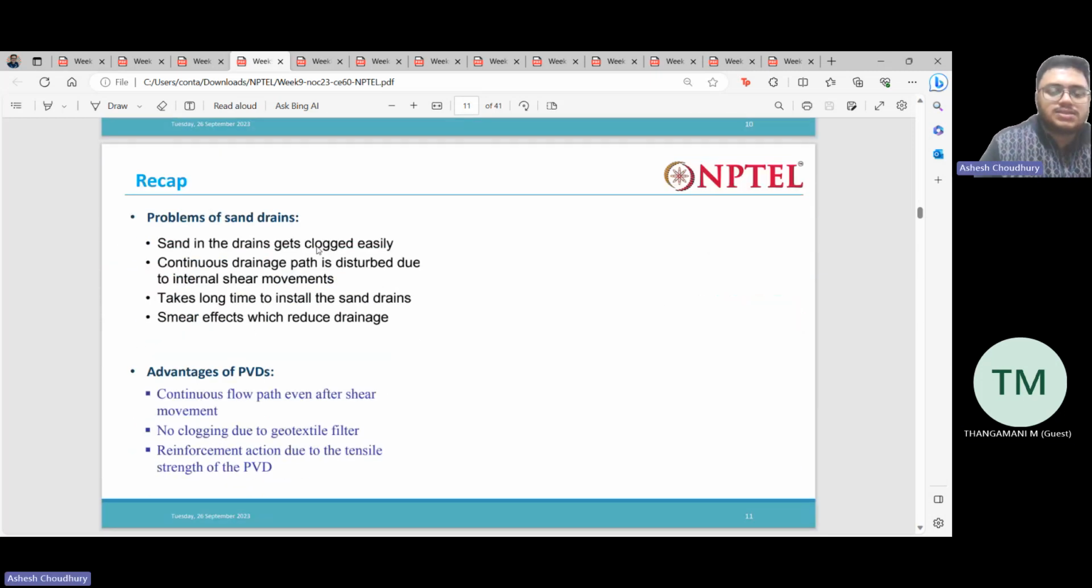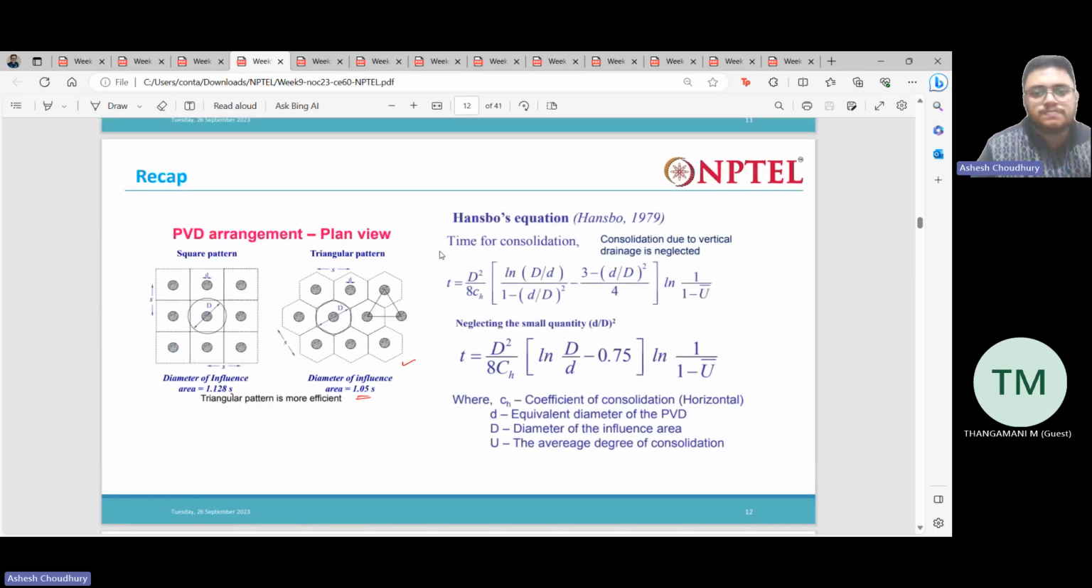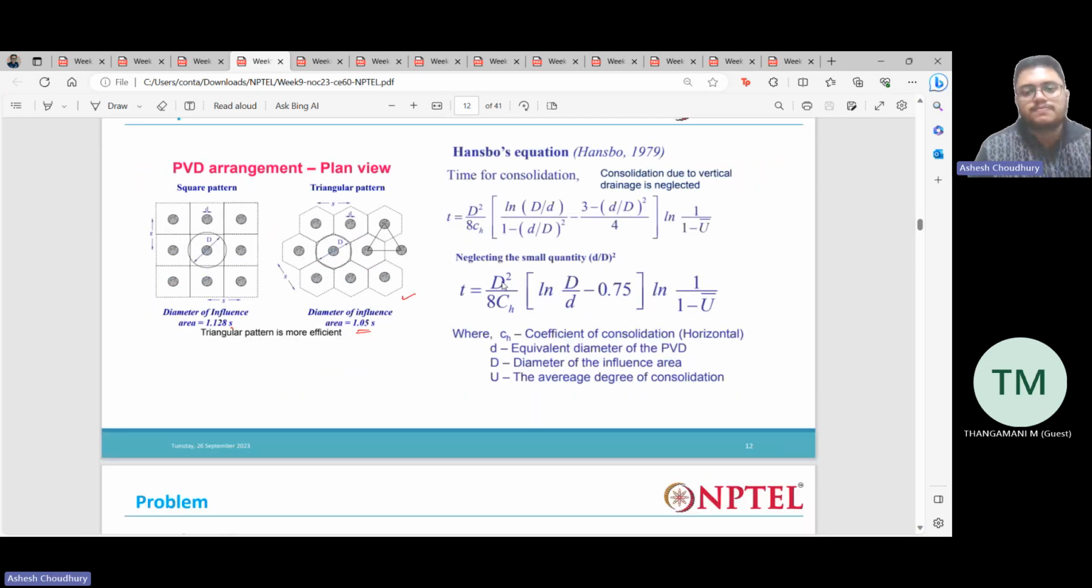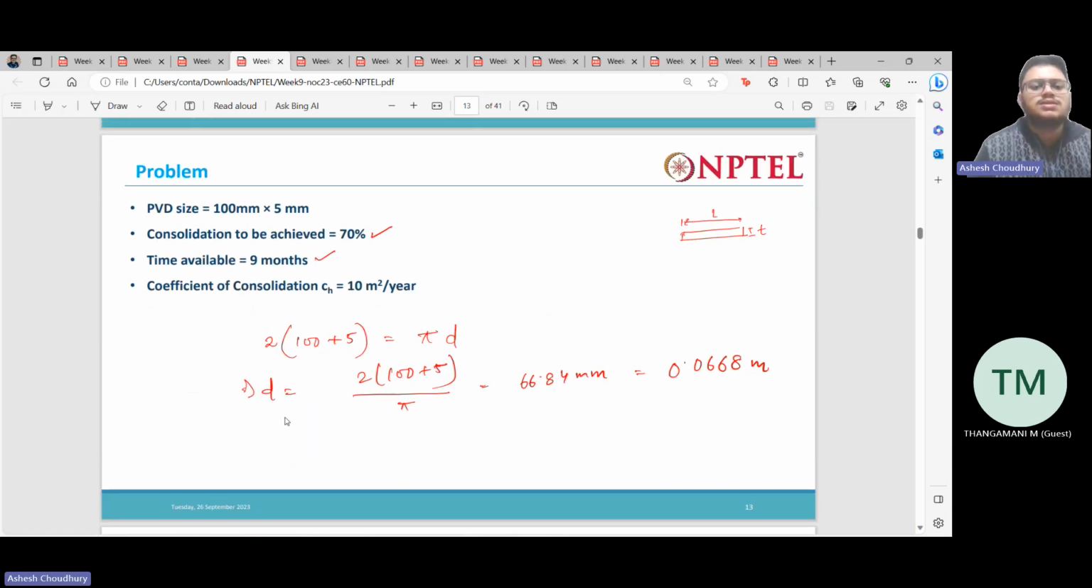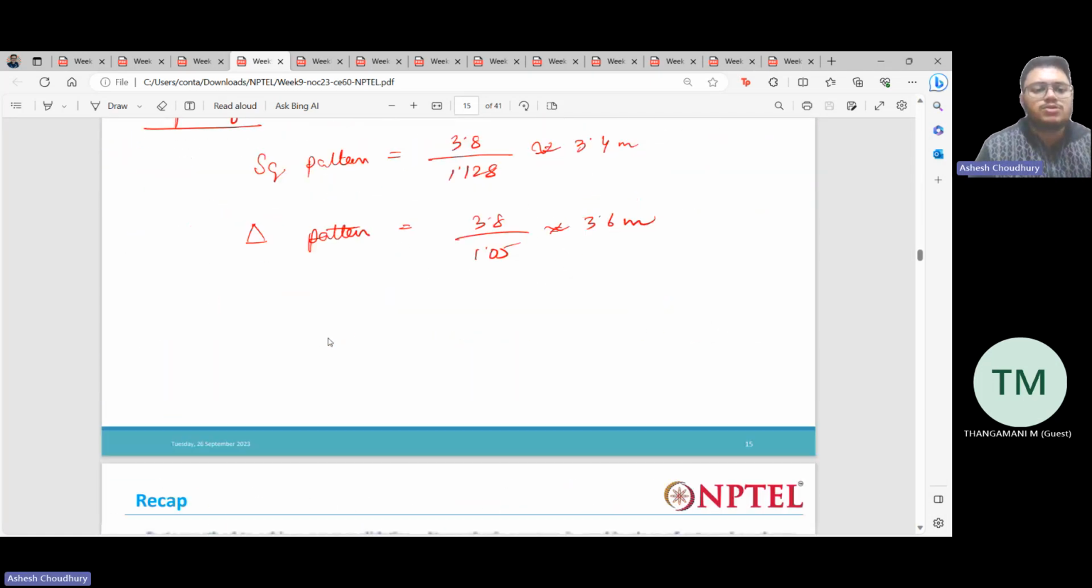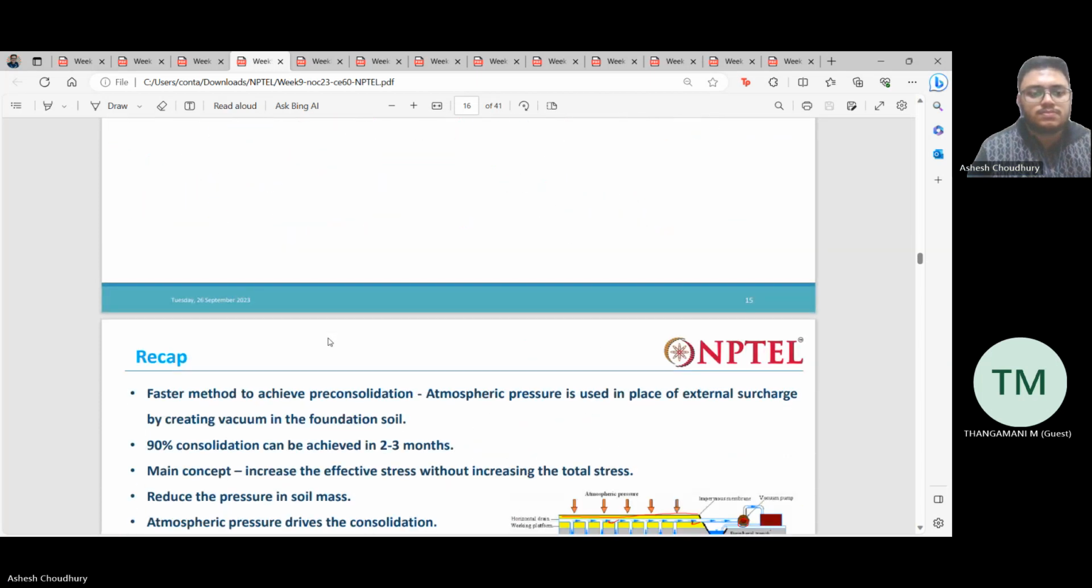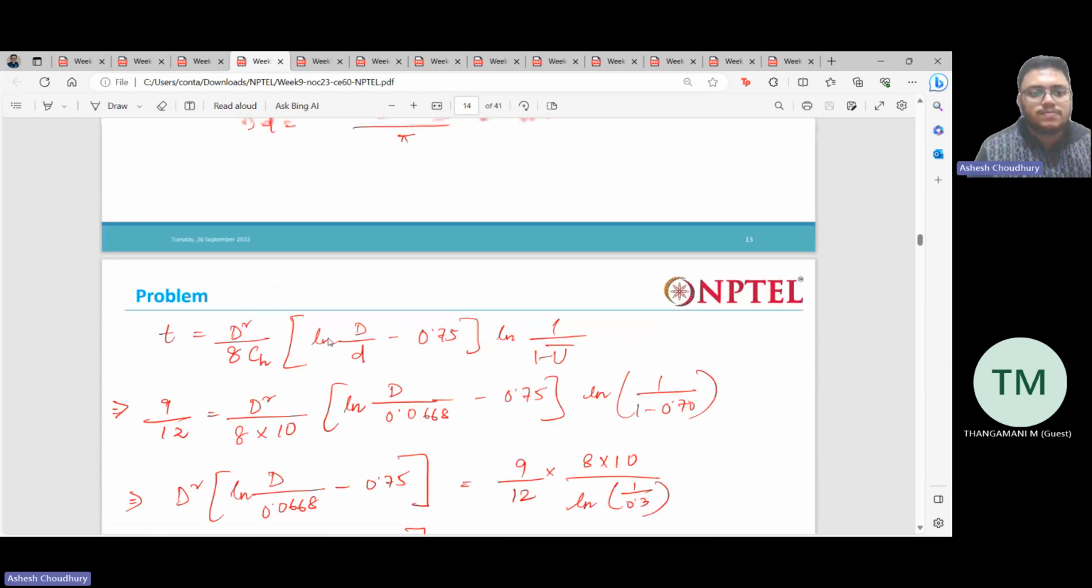Okay, so there are some advantages and disadvantages of both sand drains and PVDs. Those were discussed. So these are the arrangements of PVDs that we follow: square arrangement or triangular arrangement. All these things we discussed. Then we solved some problems also.